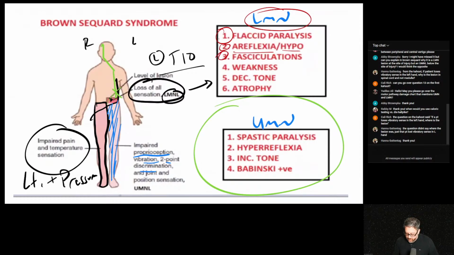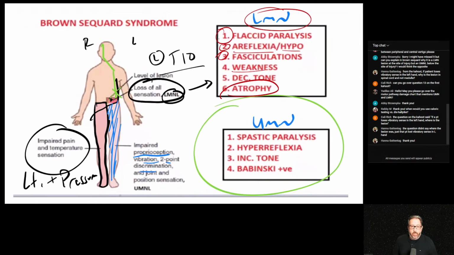Sometimes it goes through, sometimes it doesn't. That's fasciculations. Weakness, decreased tone. Again, the lower motor neuron is not stimulating. The neuromuscular junction doesn't work because the nerve doesn't do anything. So you get weakness, decreased tone, atrophy because you're not using that muscle anymore. It's going to go away. So that's where the atrophy comes in. So that's all lower motor neuron issues.